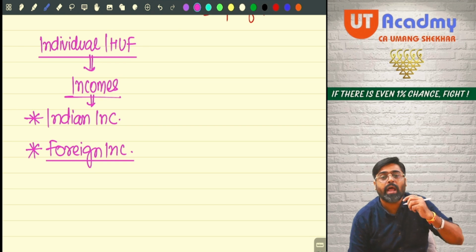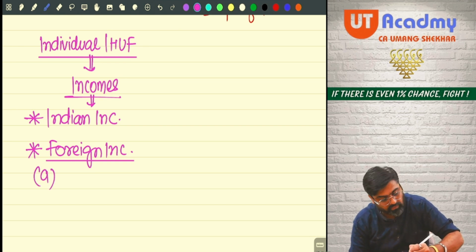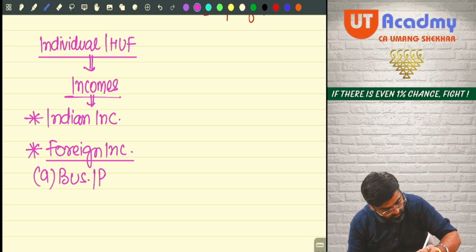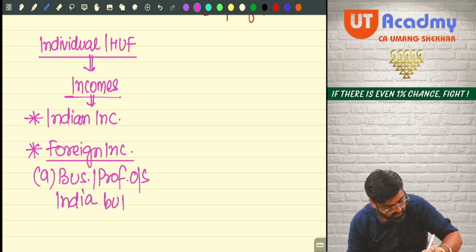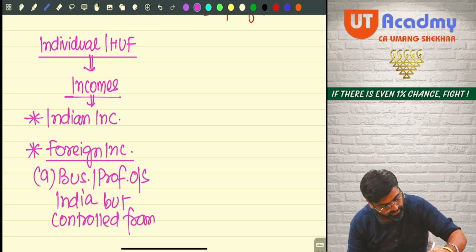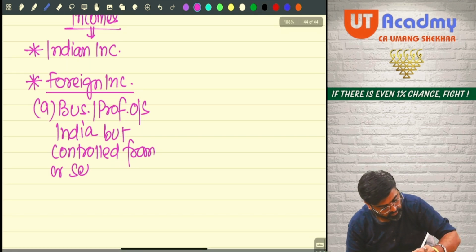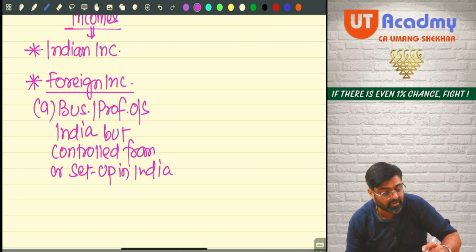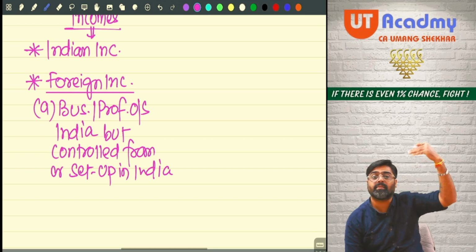Now wait, in the foreign income also, there are two types of foreign incomes. A foreign income which I am earning from a business or a profession which is outside India, but that business or profession is controlled from or is set up in India. So the business is getting controlled from India, but where is that business? Outside India.